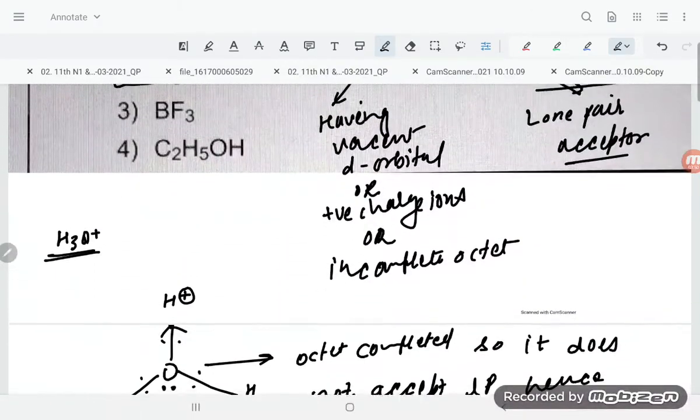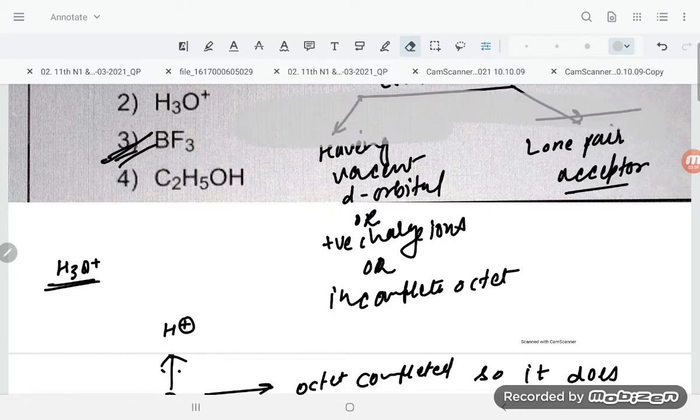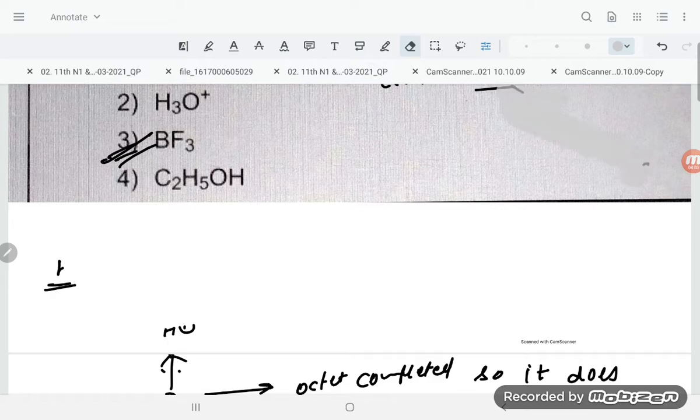Now let us move to the another option, BF3. So BF3 is our required answer, student. BF3 is our required answer. Why is BF3 the required answer? Because it is not having the completed octet, dear student. Let us have a look over it.